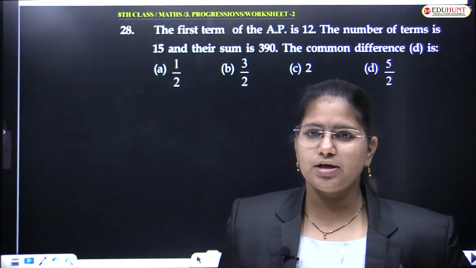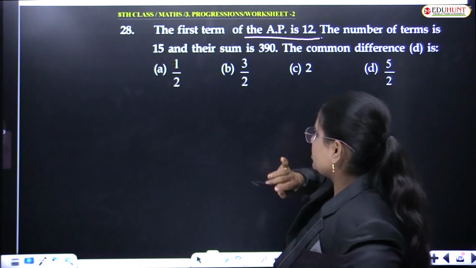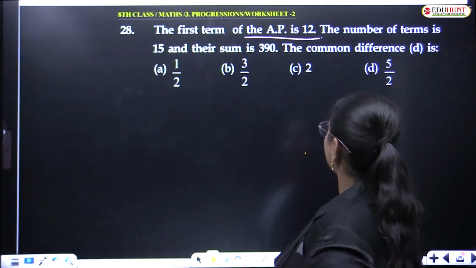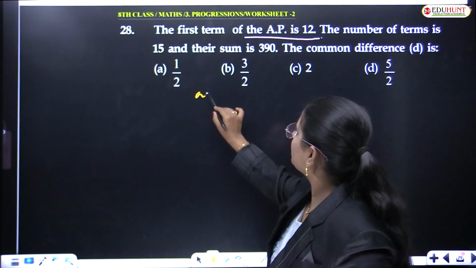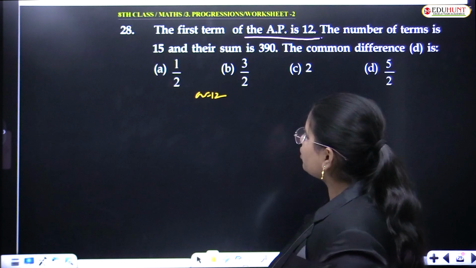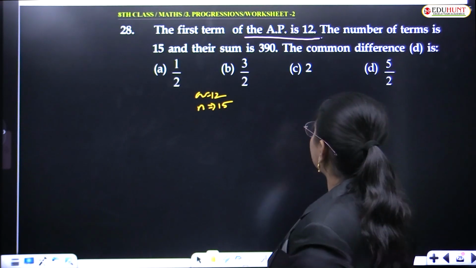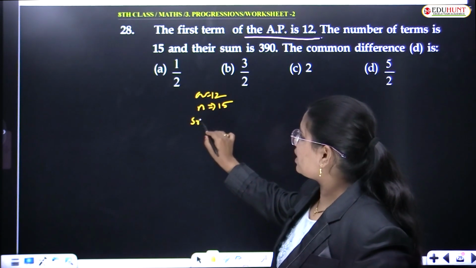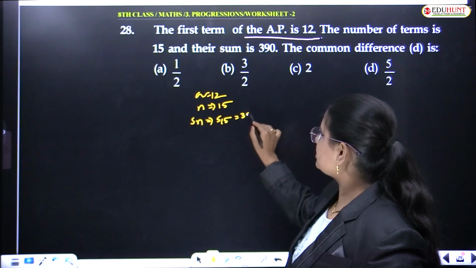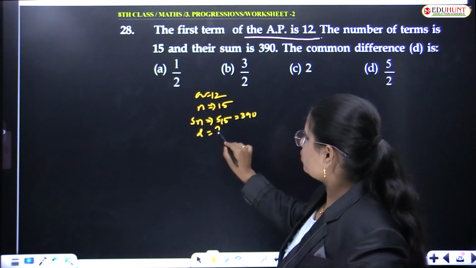So what is my next question? Please read it out here. The first term of an AP is equal to 12. So what is given in the question? The first term of an AP is equal to 12. That means we can write a is equal to 12. The number of terms is 15. So the number of terms n is equal to 15 and their sum is 390. So sum means Sn. The sum of the first 15 terms, S15, is given as 390.